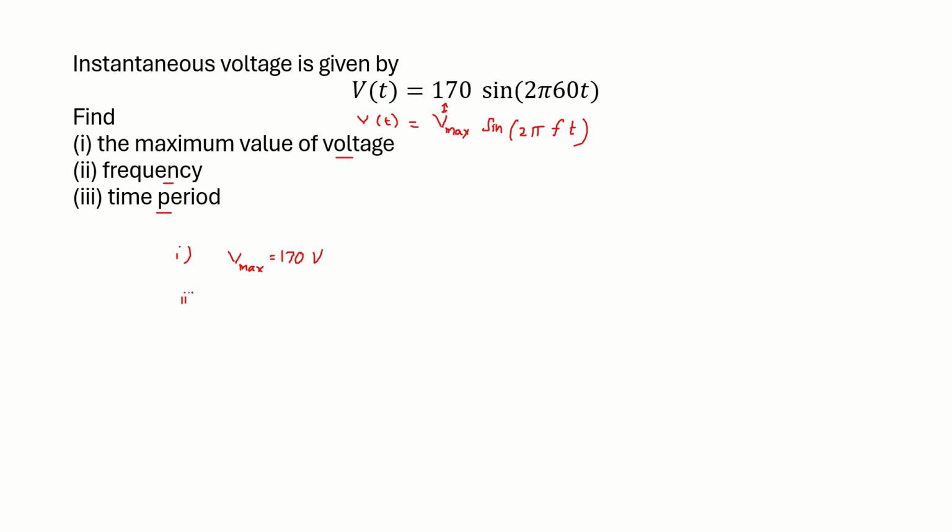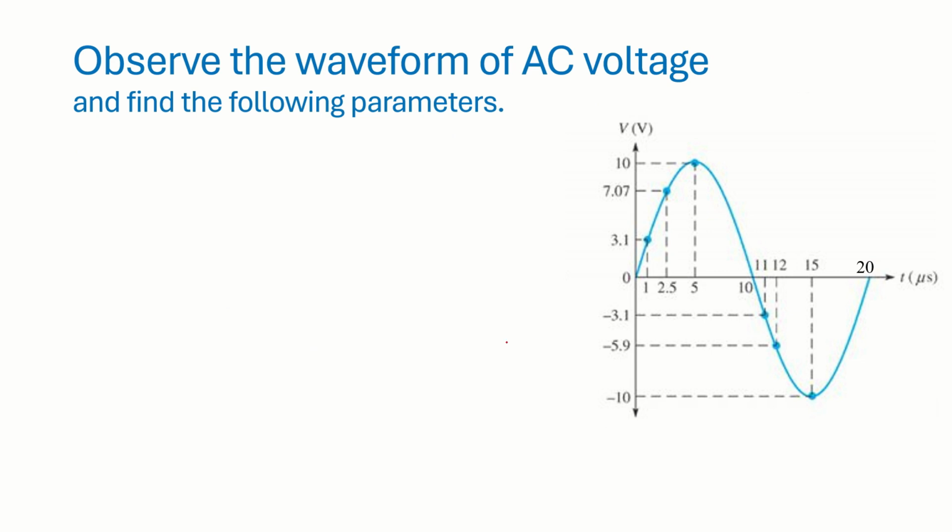The second one, the frequency, compare the equations. So, exactly matching. So, the frequency becomes 60 hertz, the unit of the frequency is hertz. The third one, we have to calculate the time period. So, very easy, we know the time period and frequency are simply the reciprocal of each other. So, 1 over 60. So, use the calculator, 1 over 60. The answer is 0.01666 something. So, time period, the SI unit is second.